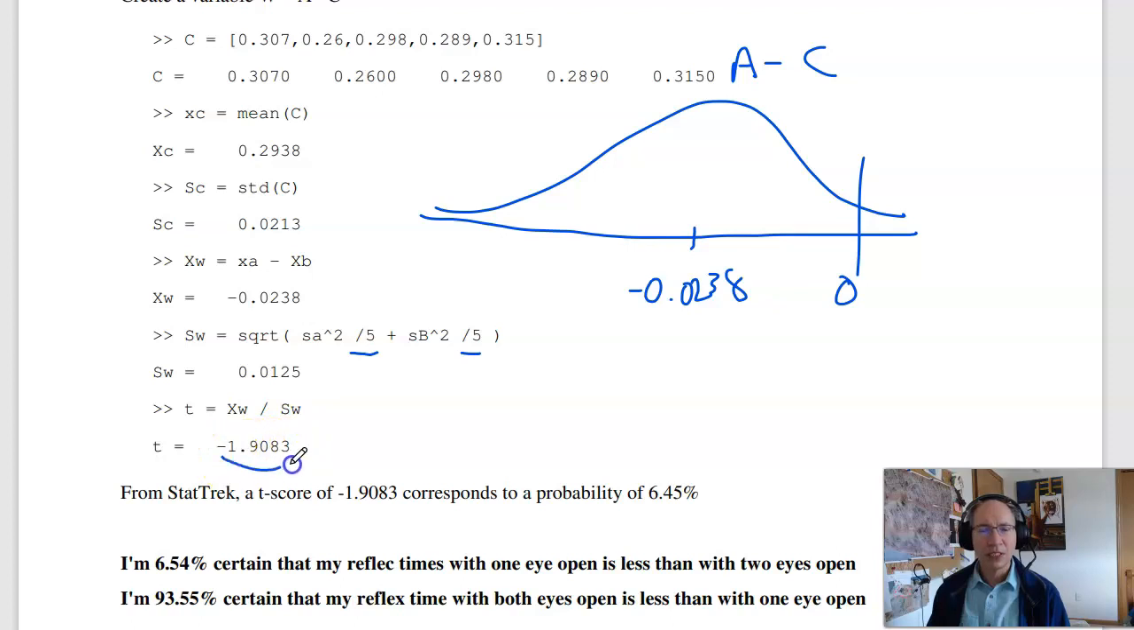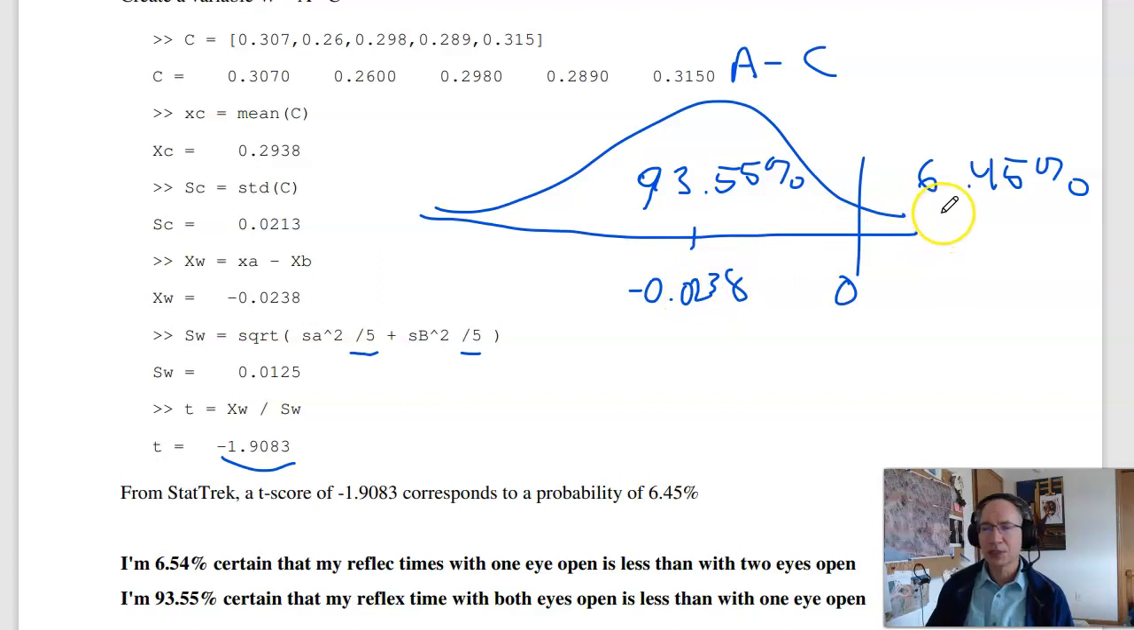Find the t-score. And this corresponds to an area of 6%. Or 1 minus that is 93.55%. So I'm 93% certain that my reaction time is better when I have 2 eyes open. 6% certain that I'm better off keeping 1 eye open. So basically it says that if I'm driving a car, I should probably keep 2 eyes open. Well, there's other reasons too, but reaction time is one of them.